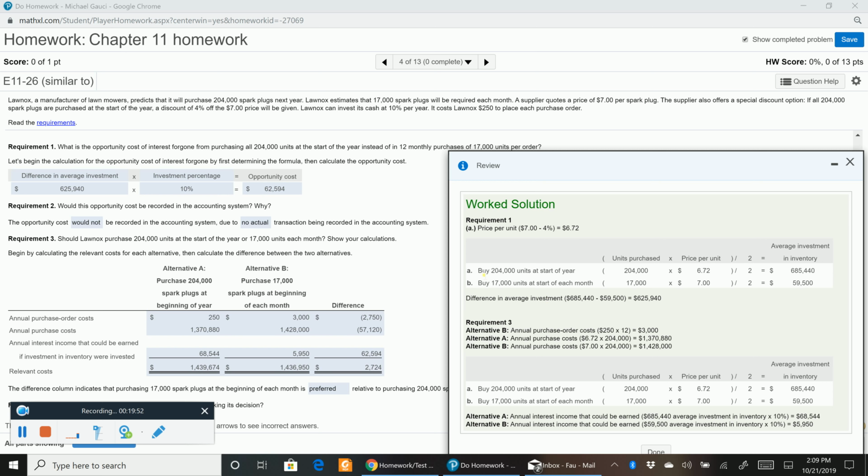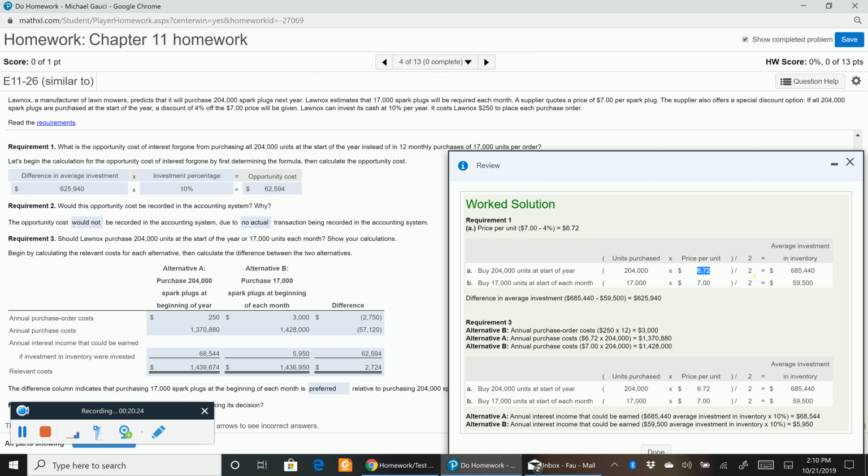So if we buy 204,000 units at the start of the year, remember we're not going to spend $7 per spark plug, the author said we'd get a 4% discount. So we'd have to pay 96% of the $7, whichever way you want to look at it. 96% of the $7 is this $6.72. So if you take 204,000 times 6.72, and we're going to divide by 2.